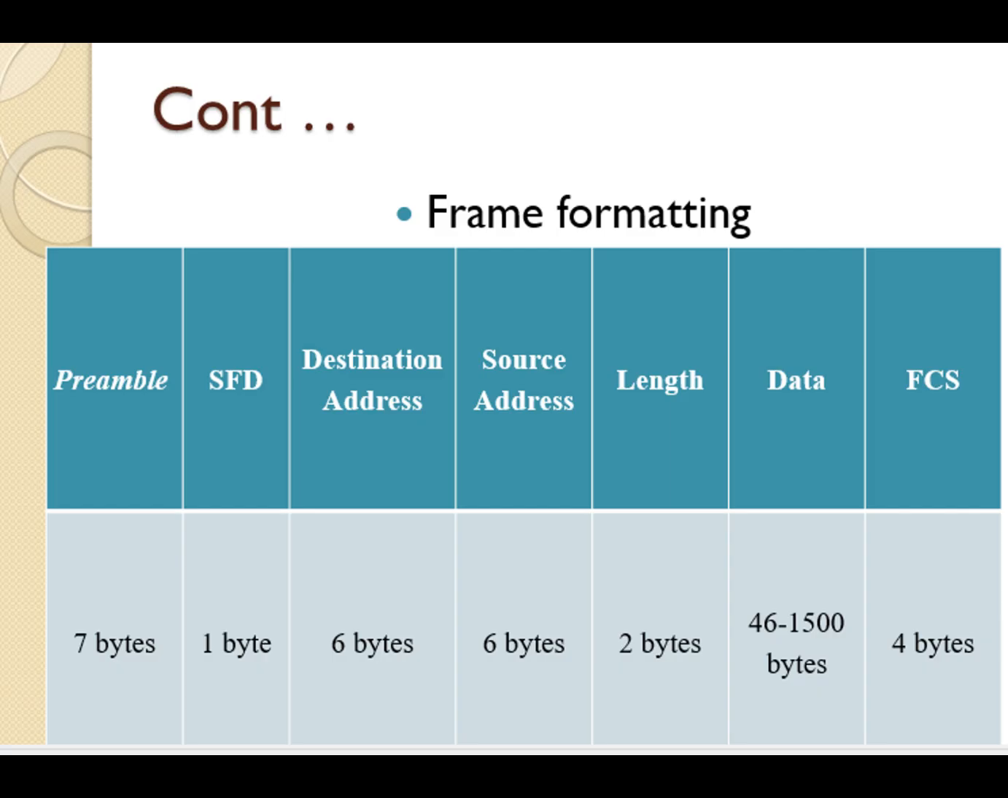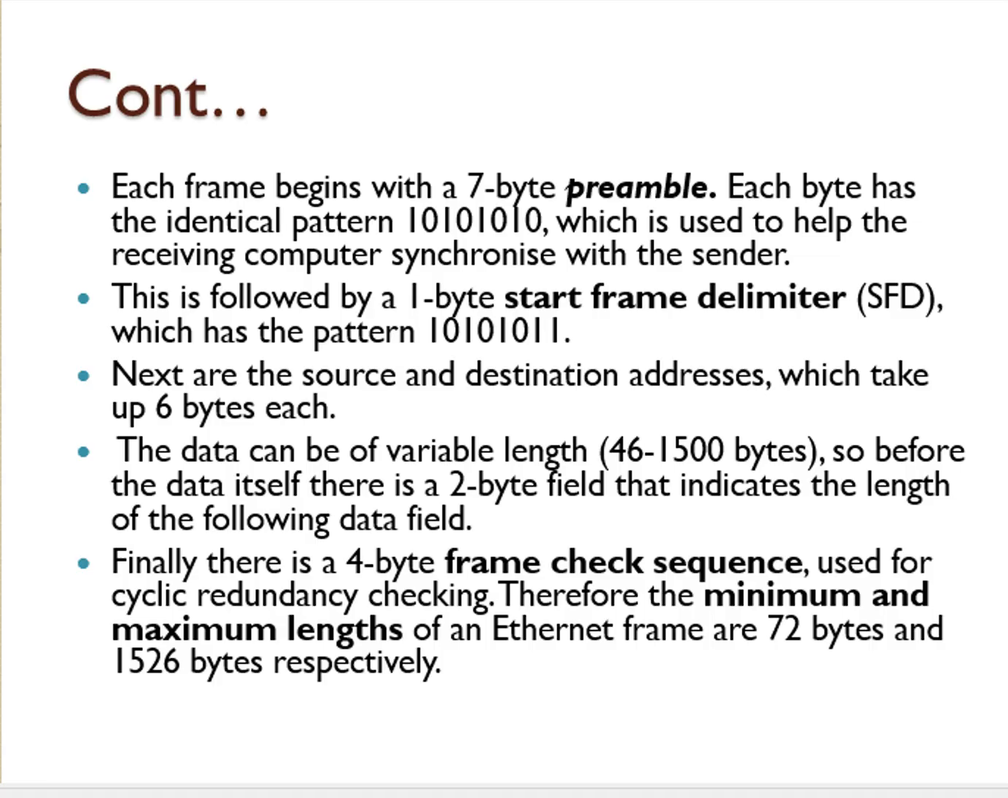Frame formatting: preamble, SFD, destination address, source address, length, data, FCS: 7 bytes, 1 byte, 6 bytes, 6 bytes, 2 bytes, 46 to 1500 bytes, 4 bytes. Each frame begins with a 7-byte preamble. Each byte has the identical pattern 10101010, which is used to help the receiving computer synchronize with the sender.